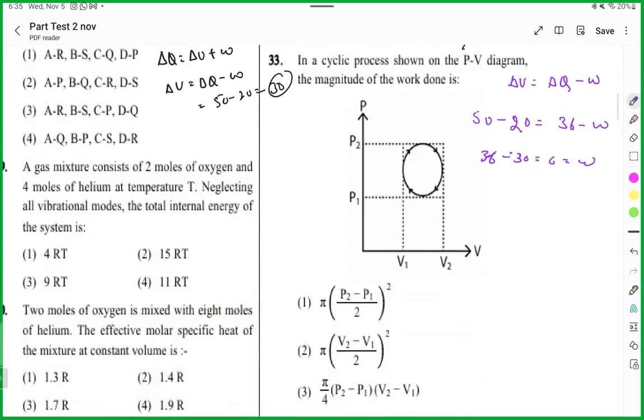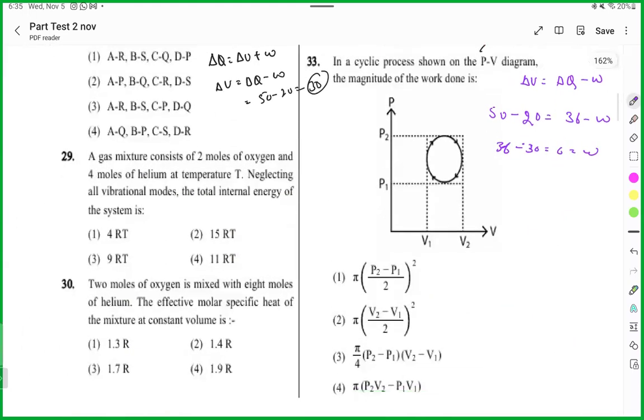Let's do last question of this session. बहुत हो गया. What is the magnitude of the work done in the cyclic process? ऑप्शन 3. Option 3. हाँ. How? ये तो एरिया निकालना है ना. You have to calculate area of the circle. You know, area of the circle is pi r square.